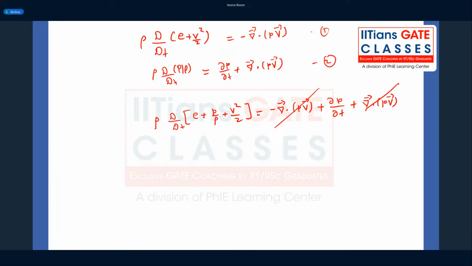Now I am again posing a question. Does it ring a bell to you while looking at this term? What is this term? E plus p by rho plus v square by 2. What is this term? It is internal energy plus pressure energy plus kinetic energy. What is this? That is total energy, right?